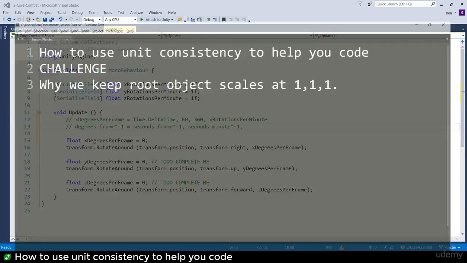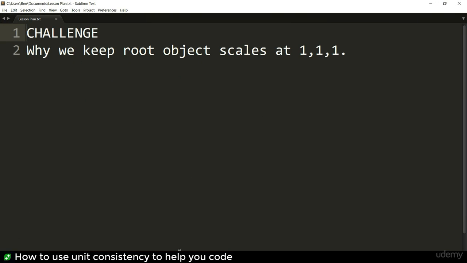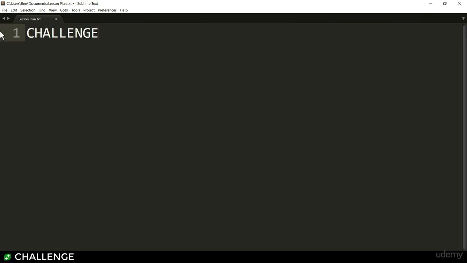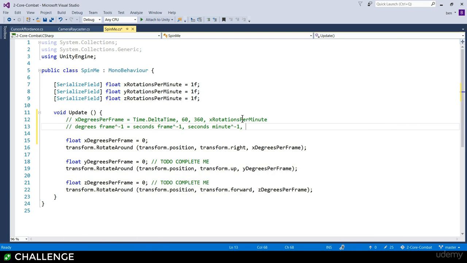Okay, welcome back. So I'm just going to update the bottom of the video so that we know we are doing the challenge. We have also already talked about why we keep root objects at the scale of 1,1,1. We talked about that with the windmill. So let me show you the challenge solution.